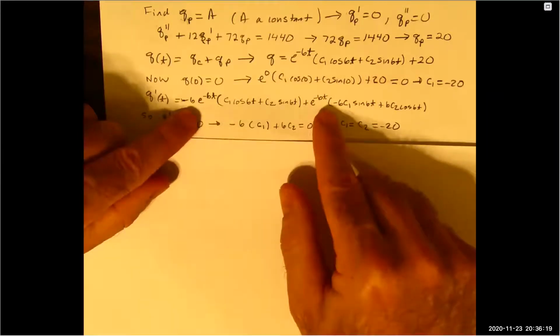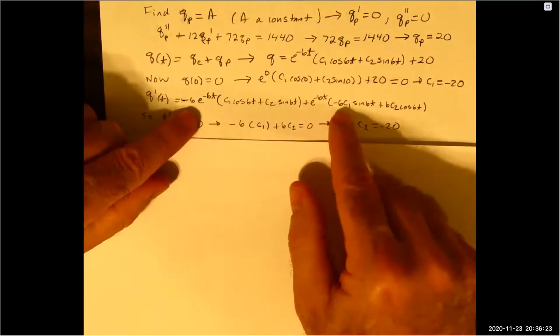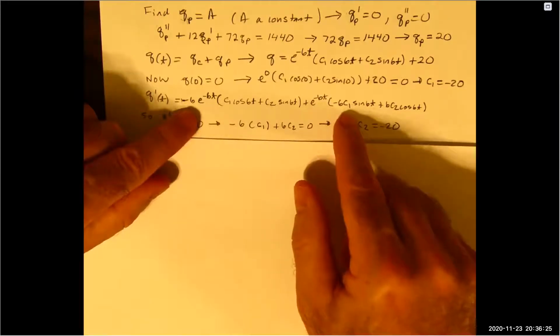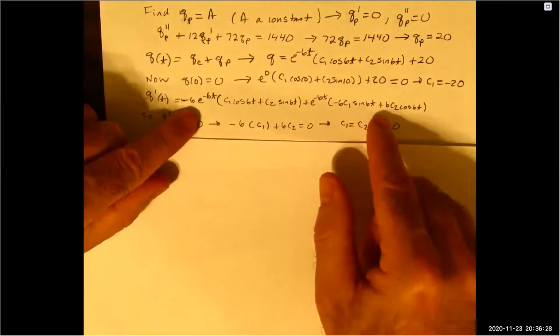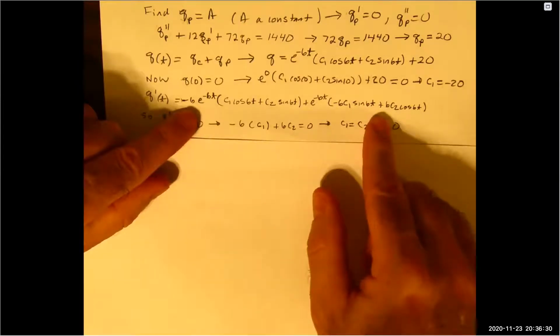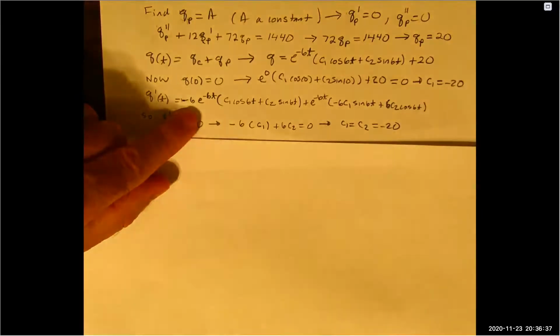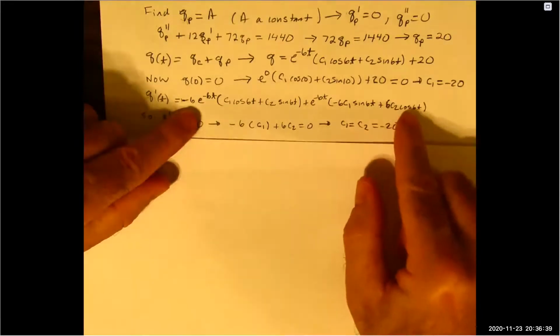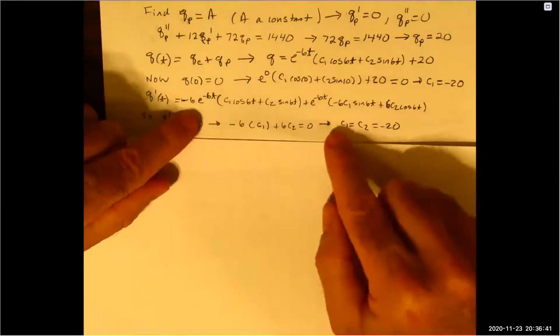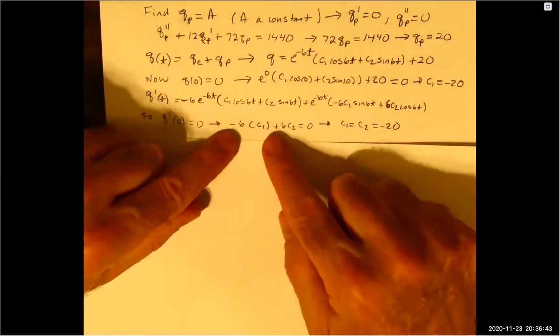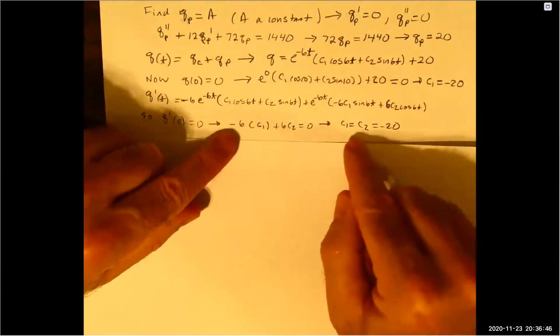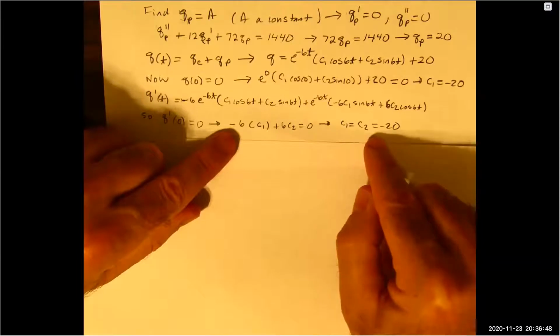From the second part, I'm going to get 6 e to the 0 is 1. And I'm going to have minus 6 c1 times 0 plus 6 c2 times cosine of 0 is 1. And so that's going to give me minus 6c1 plus 6c2 is 0. And so that means c1 is equal to c2 is equal to negative 20.